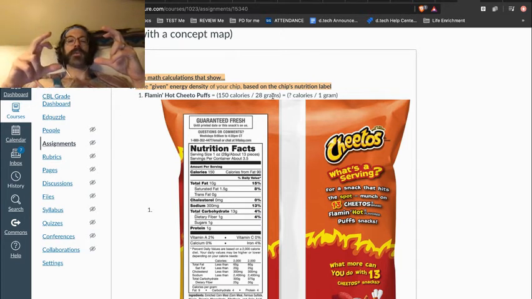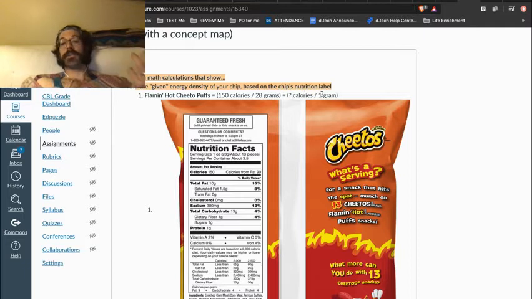So what I would do though is write this down where 150 is on top of 28, and then the whole thing is equal to question mark over 1 gram. So 150 calories for every 28 grams means how many calories for every 1 gram? So if you divide 28 by 28 and you get 1, what happens if you divide 150 by 28? What number of calories should be in only 1 gram? Okay. Once you figure that out, then this is your given energy density.